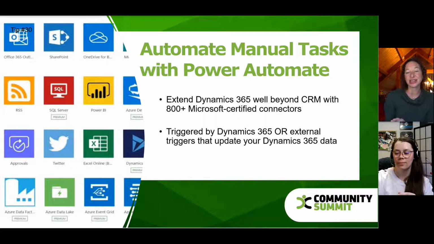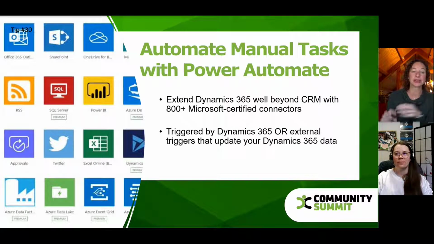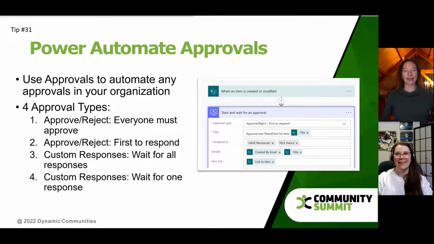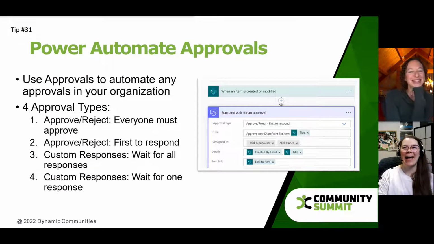So there are 830 plus Microsoft certified connectors. So these are simply wrappers around an API that allow you to very simply configure automation. So you can have these actions triggered by Dynamics 365 activities in your Dataverse. So something happens to a record and I want all these external things to be updated. Or you can use external triggers like your marketing automation, social media, anything, and make changes to your Dataverse.